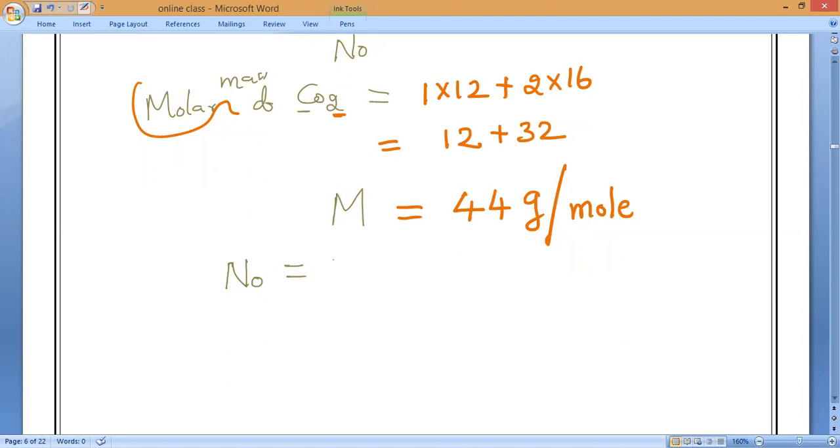Avogadro number is equal to what? 6.022 into 10 power 23. Now it is molecules. So this is what molecules.